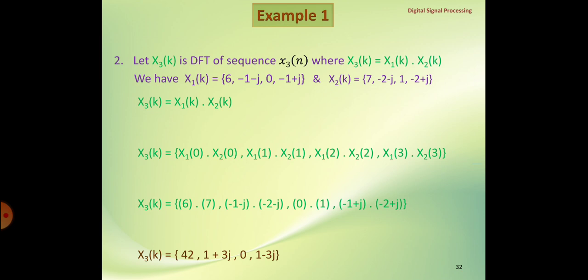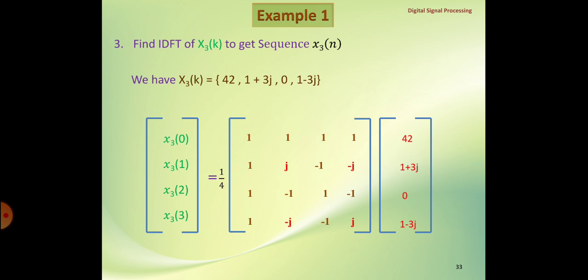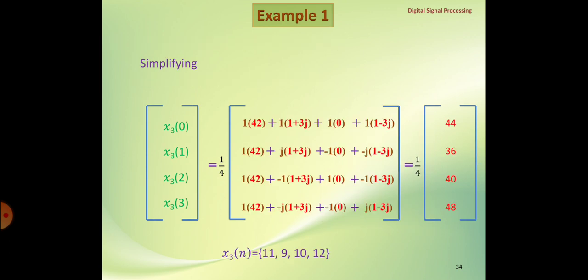Next step, we have to multiply these two DFTs x1 of k and x2 of k. So we will get x3 of k equal to 42, 1 plus 3j, 0, 1 minus 3j. Next we have to take the 4 point IDFT. So again using the transformation matrix for IDFT, we will get x3 of 0, x3 of 1, x3 of 2, x3 of 3 equal to 1 by 4 times the transformation matrix for IDFT multiplied by x3 of k. So simplifying, we will get 1 by 4 in a column vector 44, 36, 40, 48. Dividing by 4 we will get x3 of n equal to 11, 9, 10, 12.